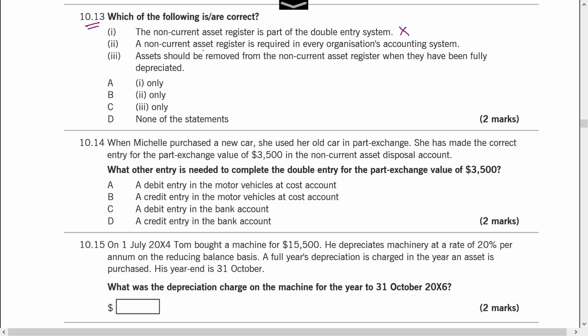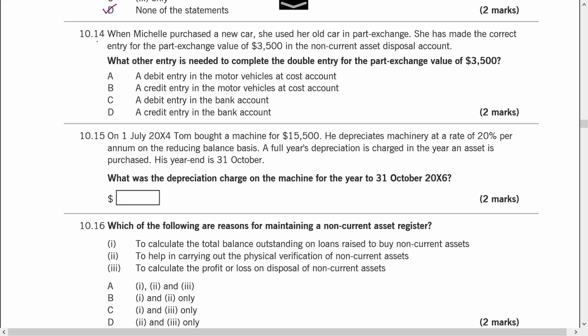A non-current asset register is required in every organization's accounting system. Again, it is not necessary. And finally, assets should be removed from the non-current asset register when they have been fully depreciated. And again, it's also wrong. Assets should be removed from the register when they have been fully scrapped or the organization has sold them. So none of these statements are correct.